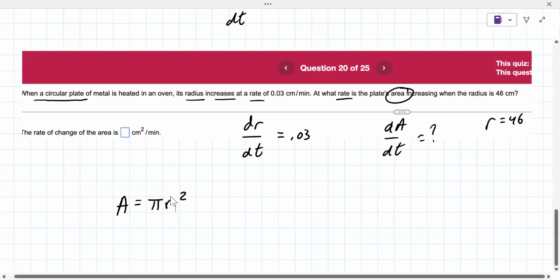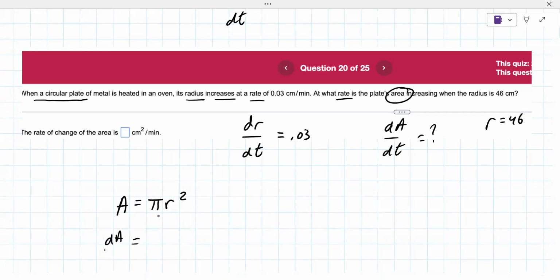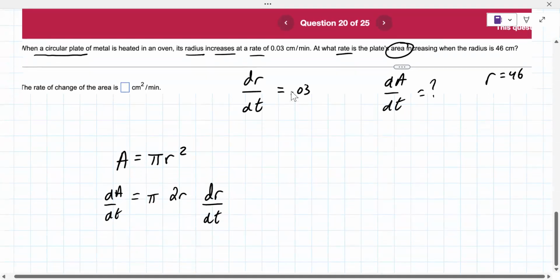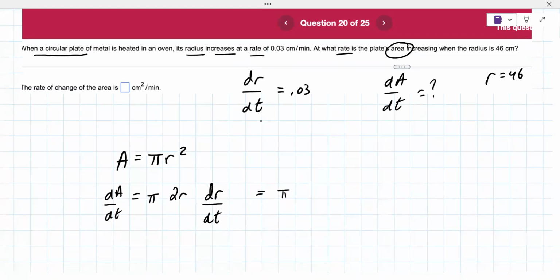This is the power rule derivative. Like this pi just comes along with it. dA/dt is pi times 2r. But this is what the hard part is, to remember that it's implicit. It's a related rate. So there's a dr/dt. Whatever variable you're taking the derivative of, there's an implicit dr/dt there. And again, they give it to you. They give you that number in this. So that's always there.